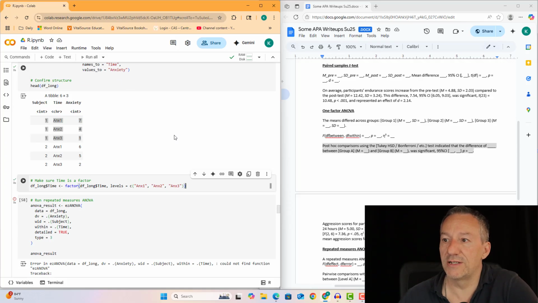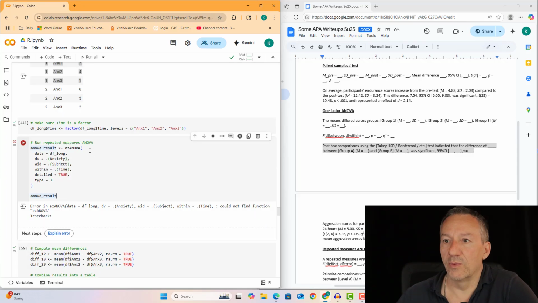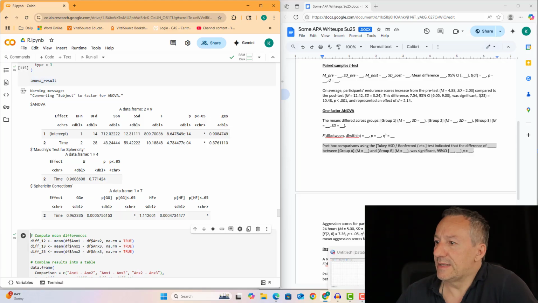We also have to make sure that R knows that this is our factor, the different anxieties there. So anxiety 1, anxiety 2, and anxiety 3, that's our factor. And then we run the repeated measures ANOVA. I've pulled up one of those libraries for this. Let's see what it looked like in SPSS.